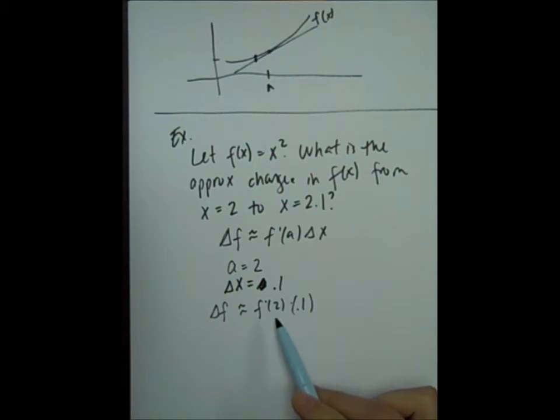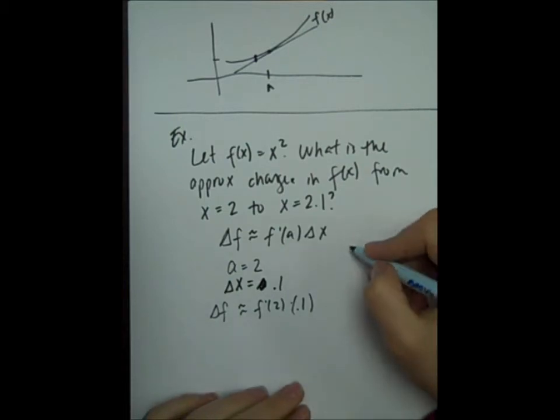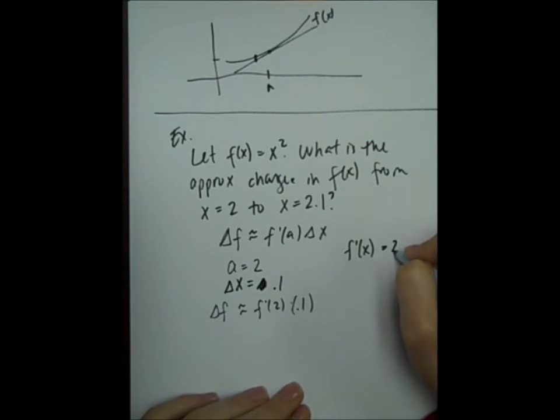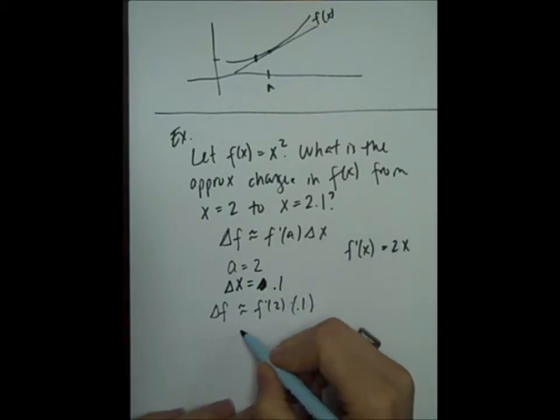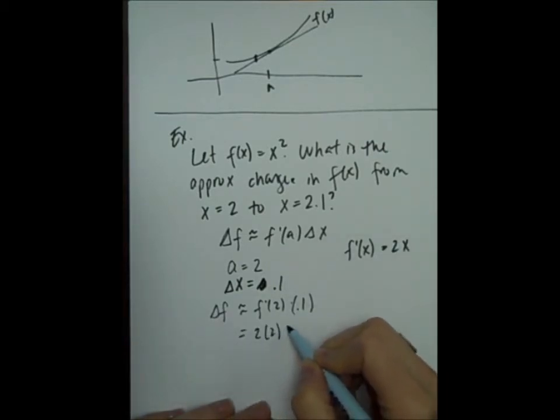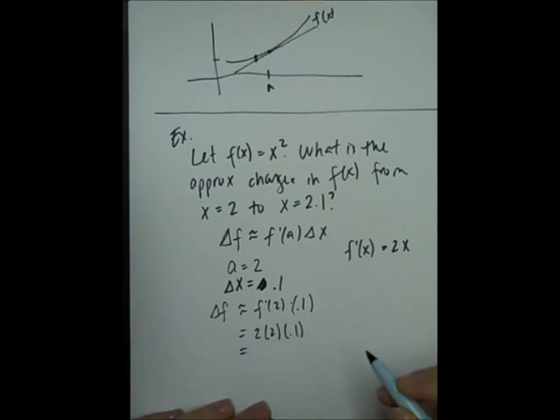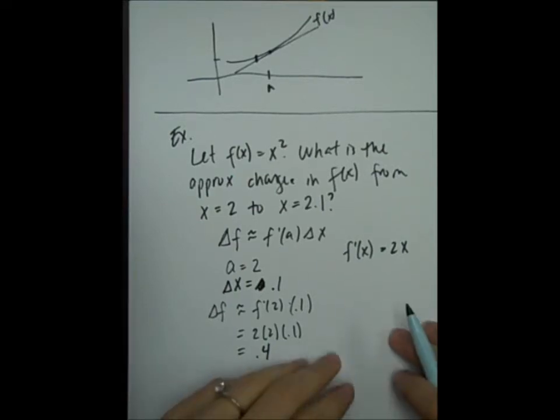Now what is f prime of 2? Well, to figure out f prime of 2 you need the derivative. Using your power rule, it's just going to be 2x. So this is 2 times 2 times 0.1. So 4 times 0.1, which is 0.4. So what does that tell us? It tells us that going from x equals 2 to x equals 2.1, our function increases by approximately 0.4. So that's how we would read this off. Let's do another one.